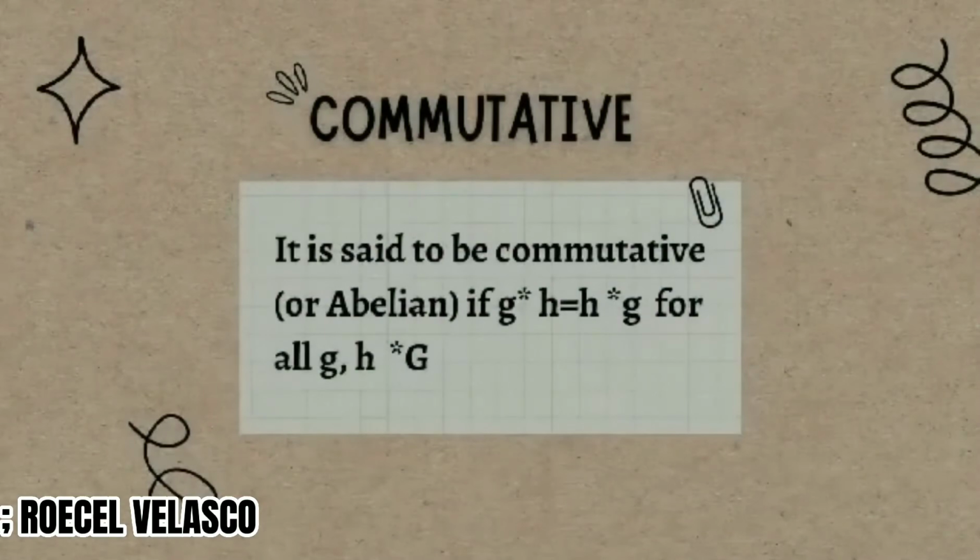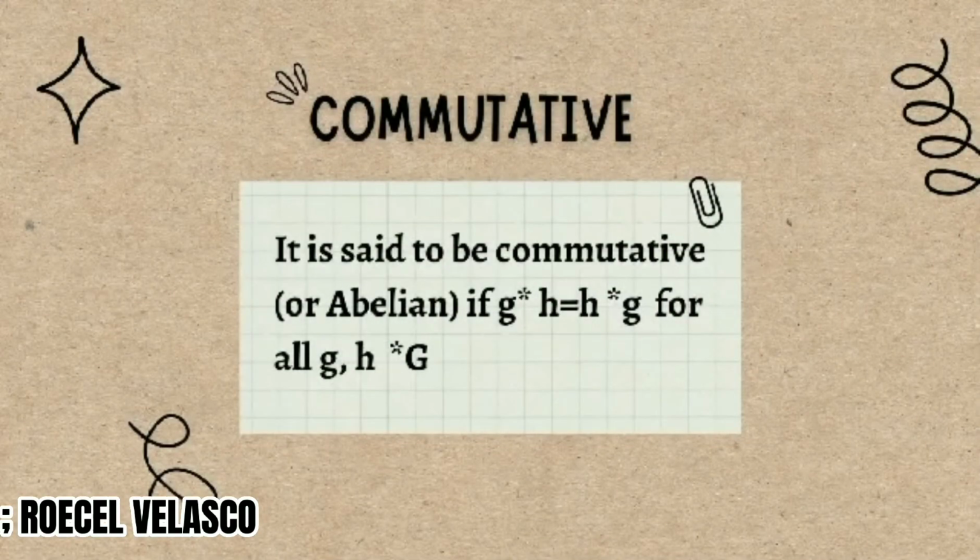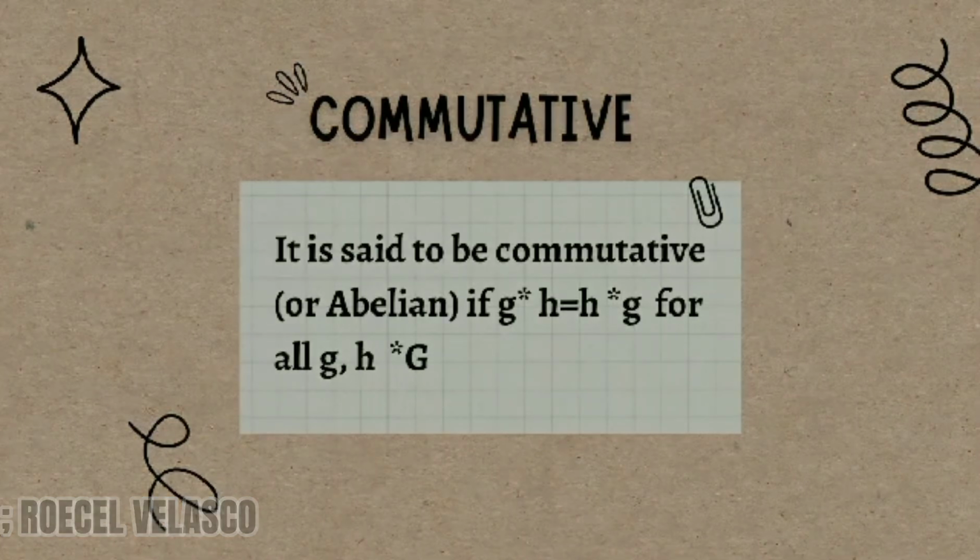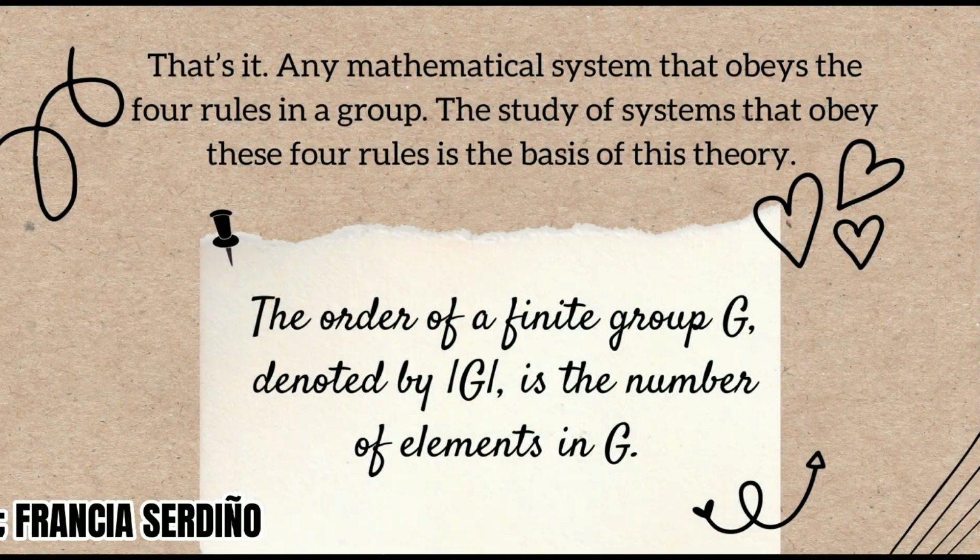A group is said to be commutative, or abelian, if the result of applying the group operation to two group elements does not depend on the order in which they are written. That is, the group operation is commutative. That's it. Any mathematical system that obeys the four rules is a group. The study of systems that obey these rules is the basis of this theory.